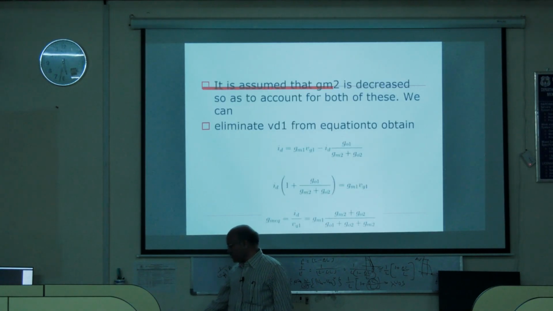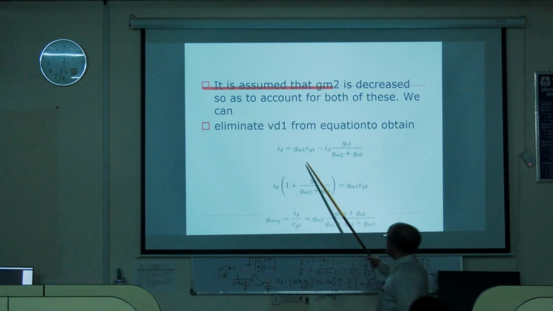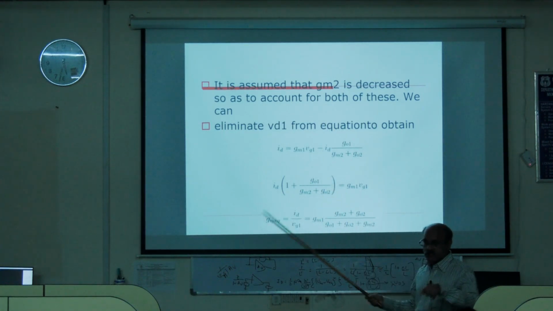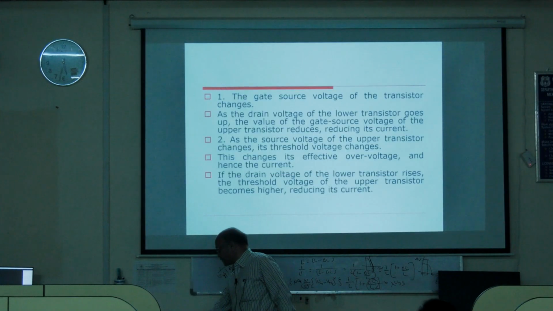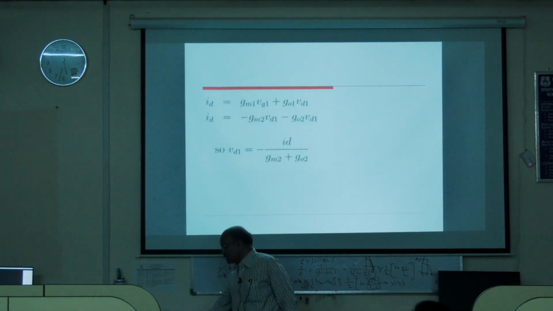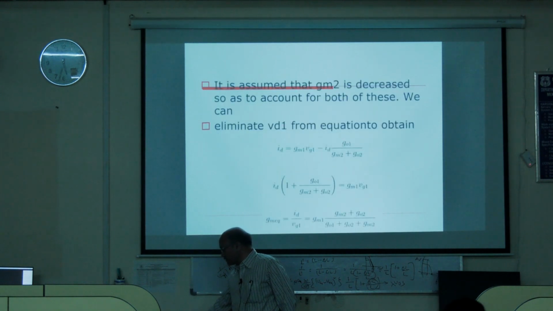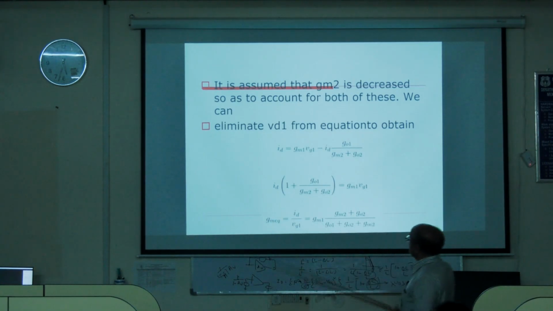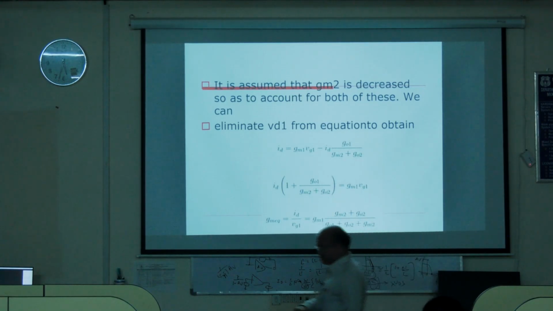So now you try to calculate it. How do you calculate it? So ID is equal to GM1 VG1 minus ID into, I will try to substitute. Now we have seen those two equations from these two transistors here. VD1 is equal to minus ID by GM2 plus G02. So this we will take and substitute here. Is it okay or not?